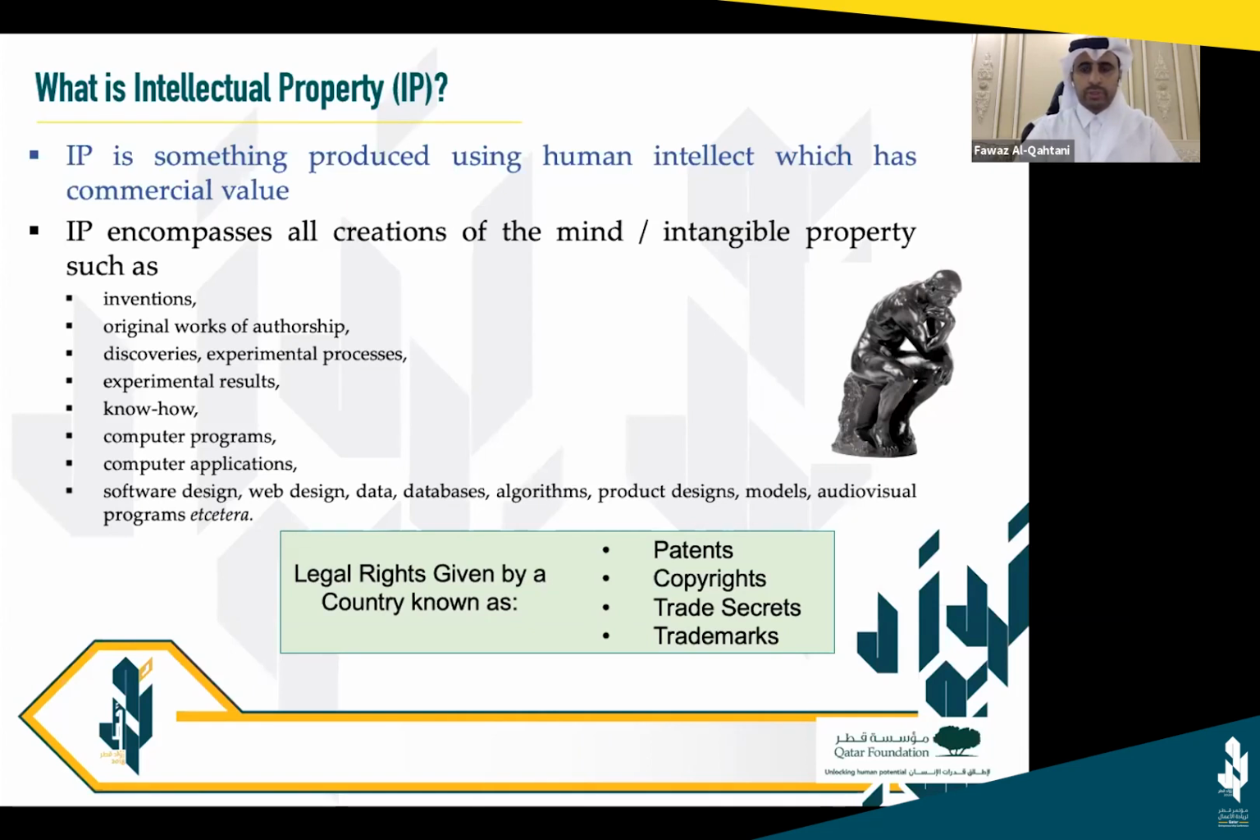So IP is something produced using human intellect, which has a commercial value. Any idea developed by human intellect can be intellectual property. So IP is the creation of the mind, intangible property. It can be an invention, an original work of authorship, discoveries, experimental processes, experiment know-how, and many others. If you look at the difference between IP and a patent or copyright, the legal right given by the country is known as a patent, copyright, trade secret, or trademark. That's the difference. So IP is general, and the legal format of each one is the name of what type of intellectual property you are dealing with.